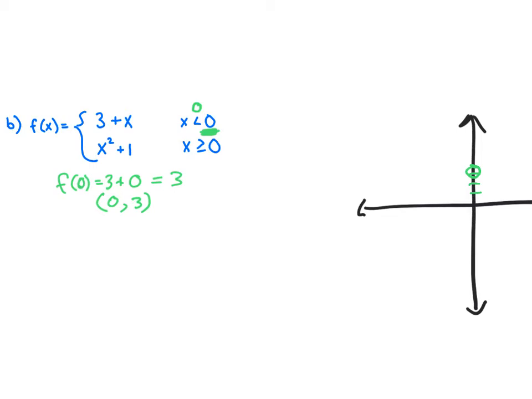Next, we have to plug in another number that is less than 0. So since this says less than 0, we're plugging in another number that is less than 0. What's a number less than 0?